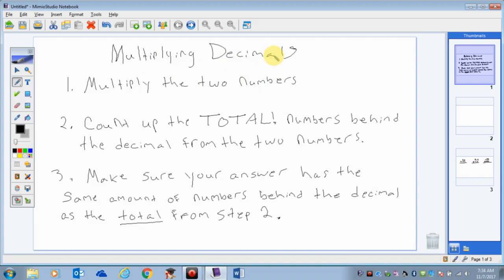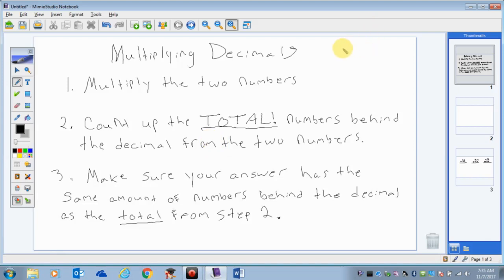When you're multiplying decimals, first thing you're going to do is just multiply the two numbers that you have, just like you would on a normal multiplication problem like you did yesterday. Then you have to count up the total. Notice I put total in all capital letters with an exclamation mark because it has to be the total numbers behind the decimal from the two numbers.